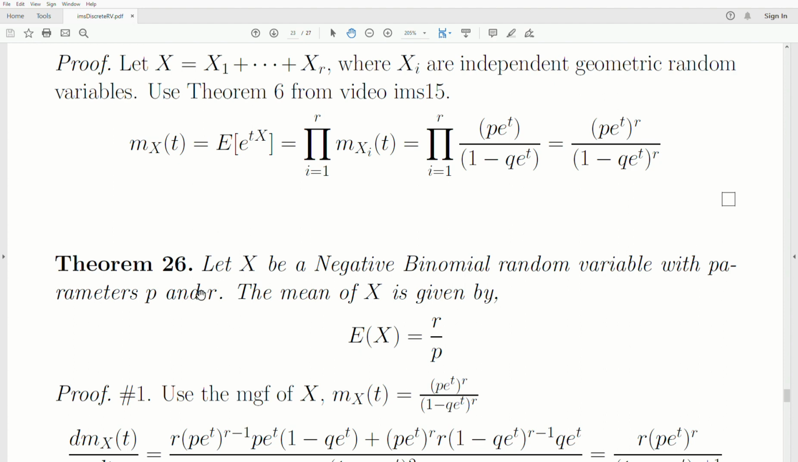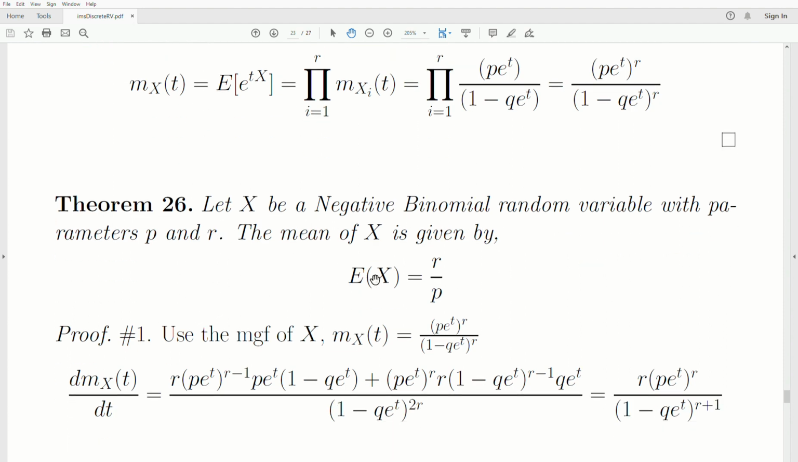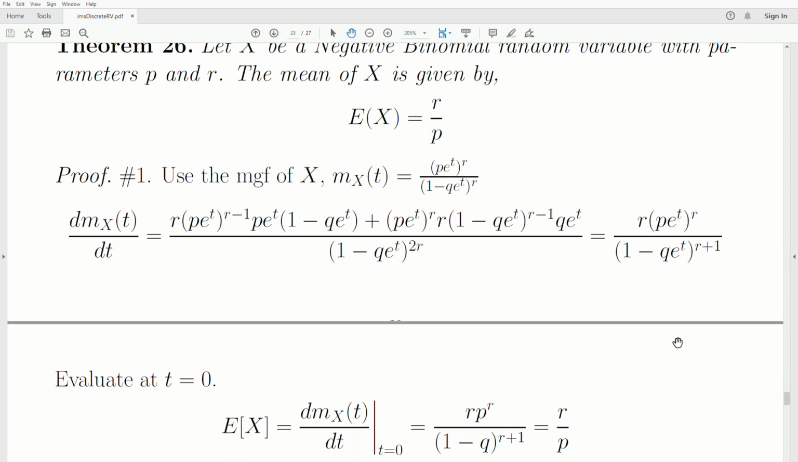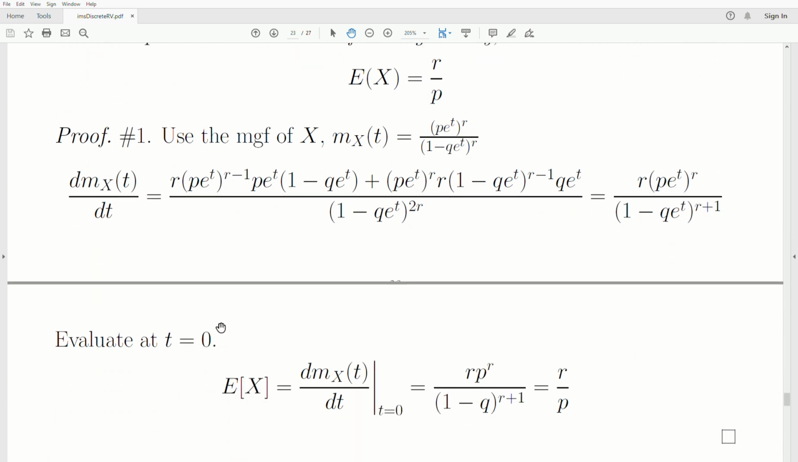Now, let x be a negative binomial random variable with parameters p and r. The mean of x is given by r divided by p. So first proof, let's use the moment generating function to derive the first moment. We take the first derivative and you get something like this, or at least that's what I did when I took the first derivative. Then there were a few more steps and it simplified to this.